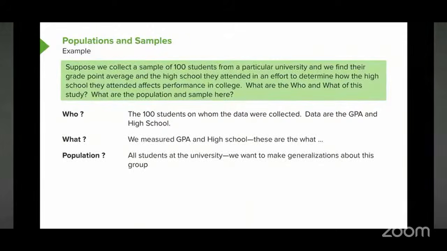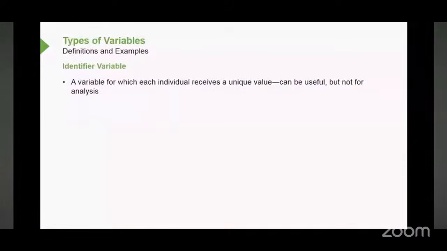What's the population? Well, who are we trying to make general statements about? The students at this university. So that's our population, all the students at this university. And the sample is the 100 students that we chose. We have several different types of variables.